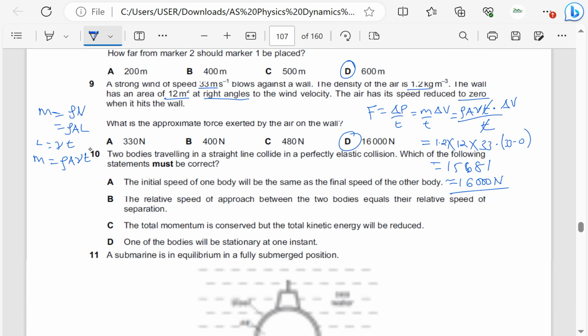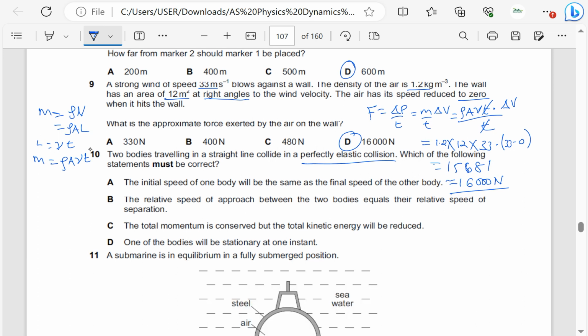Two bodies traveling in a straight line collide in a perfectly elastic collision. Momentum is conserved, and kinetic energy is conserved for a perfectly elastic collision. Which of the following statements must be correct? The initial speed of one body will be the same as the final speed of the other. That is not true. The relative speed of approach between the two bodies equals their relative speed of separation. So the answer is B.